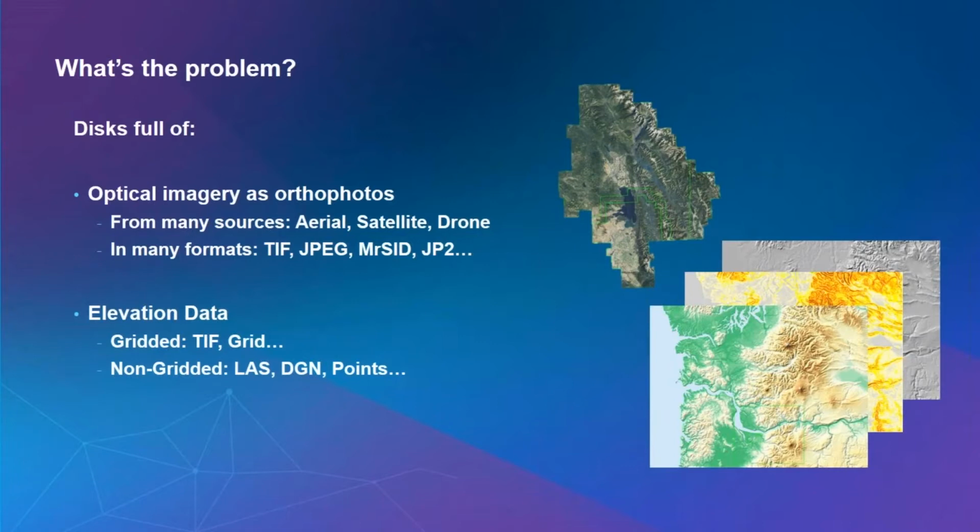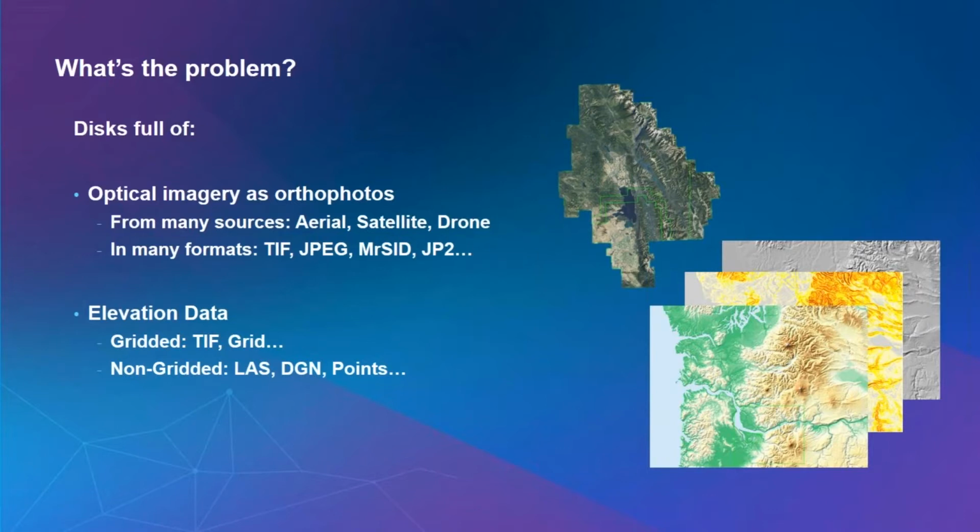When I talk to a lot of people, the problem is they have discs full of optical imagery, lots of imagery from different sources. Some of it's aerial, some of it's satellite, some of it comes in drones. There are a lot of different formats: TIFF, JPEG, MrSID, JPEG 2000. That's a smorgasbord of different data that's out there.